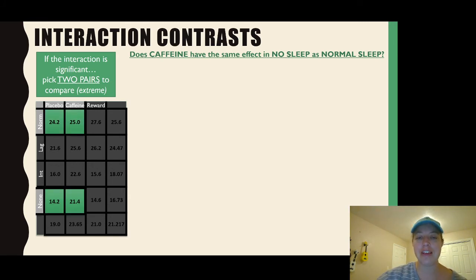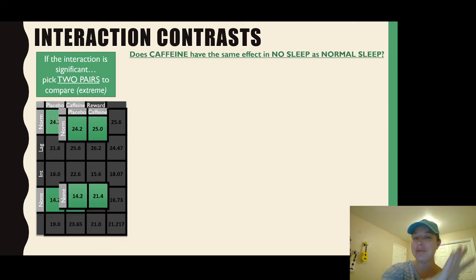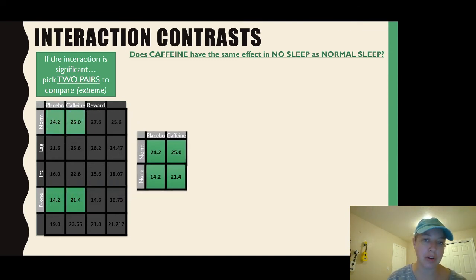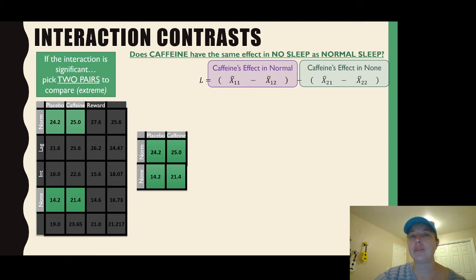So again, one of my fancy slides, here we go. I'm going to pull them out and pretend like we don't have the rest of the data for a moment. Now, when I pulled them out, I pulled out the means. So now we have a small 2x2 grid with 4 means: 24.2, 25.0, 14.2, and 21.4. And what we want to say with these interaction contrasts is not just, is there a difference, but is there a difference in the differences? It's a double negative. Is there a difference in the differences?